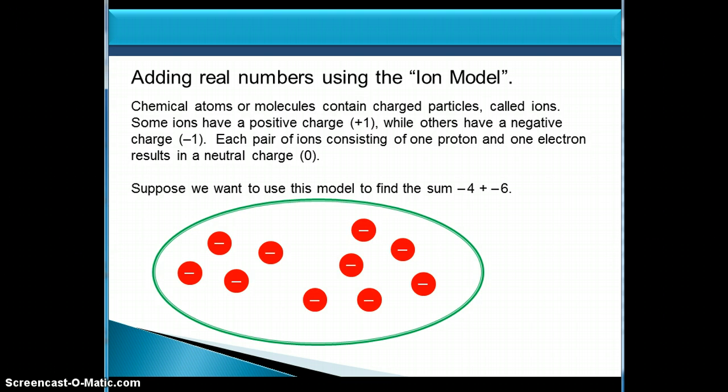Now notice that since we're adding -4 and -6, there are no positives to pair up with any of these negatives, and so our resulting net charge is that we have 10 negatives. So when we add -4 and -6, we end up with -10. I like to think of it as I have 4 negatives and I add 6 more negatives to that. That gives me a total of 10 negatives, or in other words, -10.